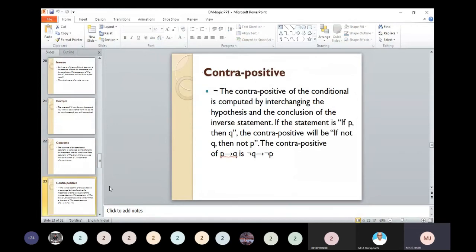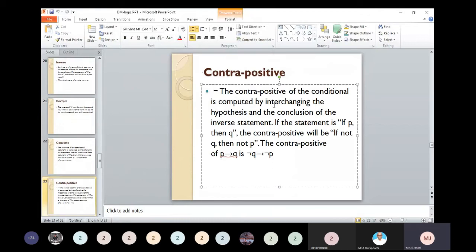And finally, we will see the contrapositive. The contrapositive of the conditional statement is computed by interchanging the hypothesis and the conclusion of the inverse statement. So to find the contrapositive, first of all, we have to write the given statement in the inverse form, and after that, you interchange the hypothesis and conclusion. See here, the given statement is what?